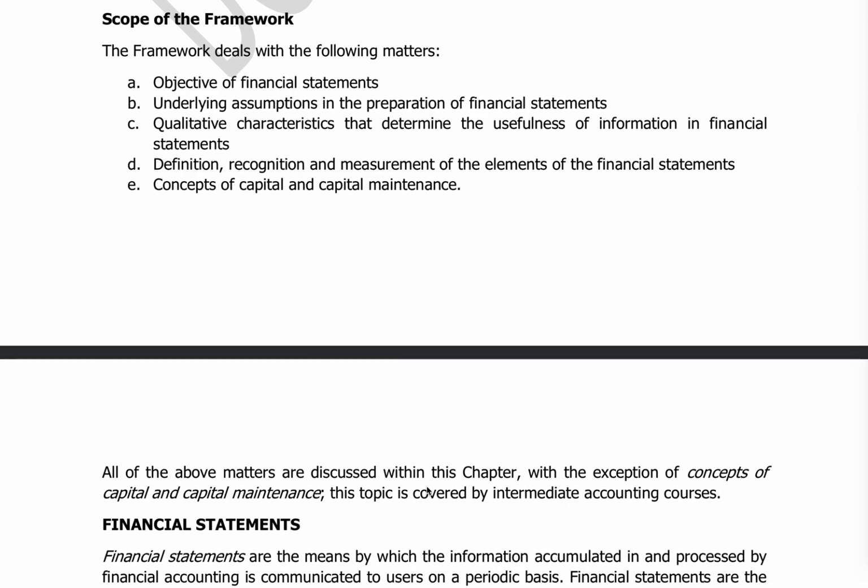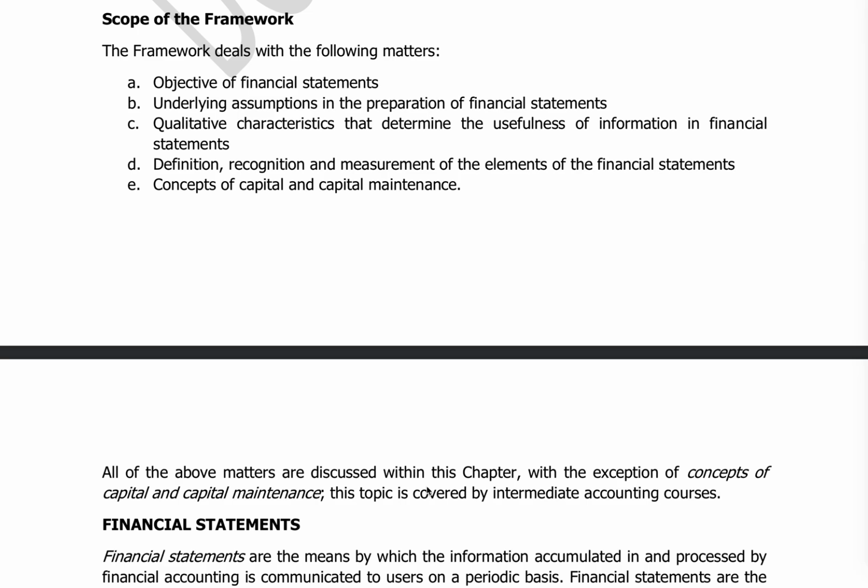Okay, so what is the scope of the framework? The scope of the framework deals with the following matters: the objective of financial statements, the underlying assumptions in the preparation of financial statements, qualitative characteristics. Kailangan memorize ito. Ano yung objective? Financial statements, underlying assumptions, yung mga assumptions na sinabi natin kanina, and then qualitative characteristics. Ano ba yung characteristics ng financial statements?